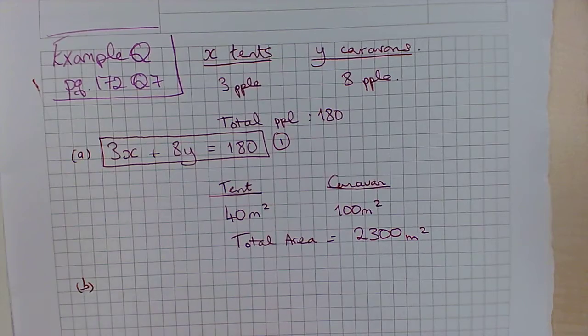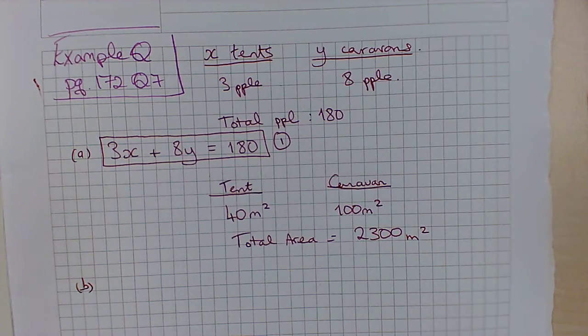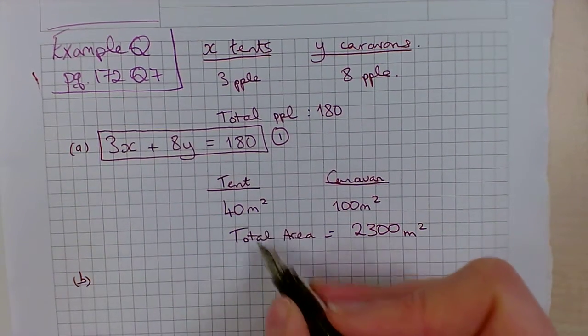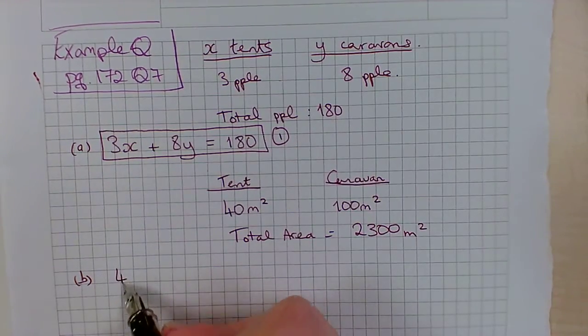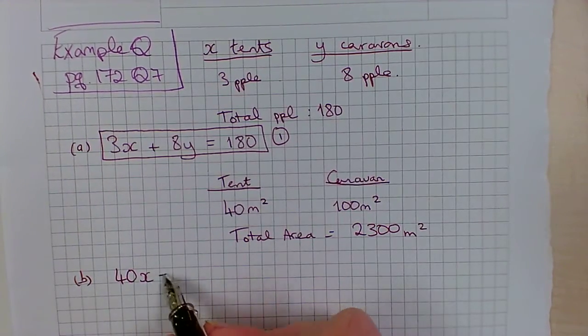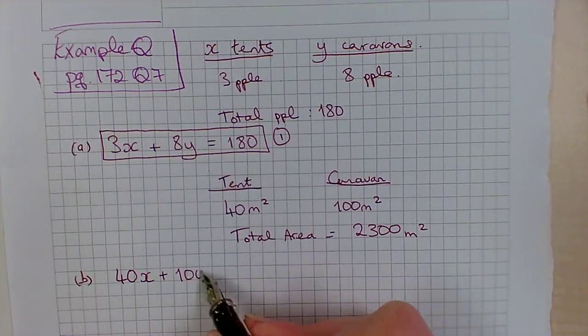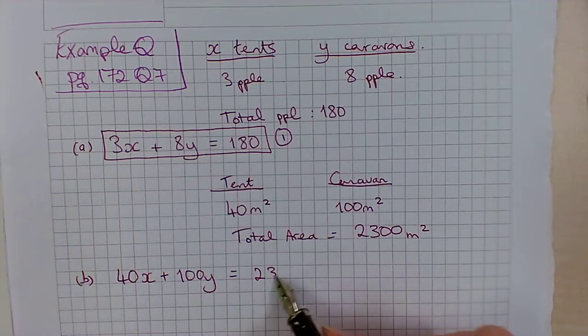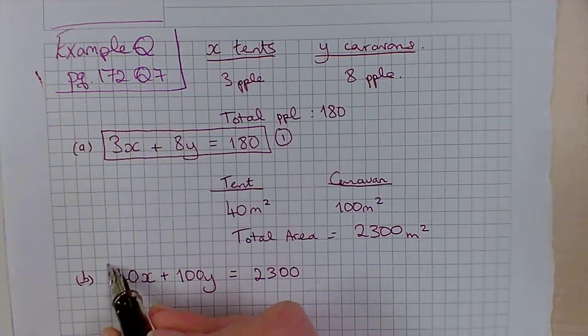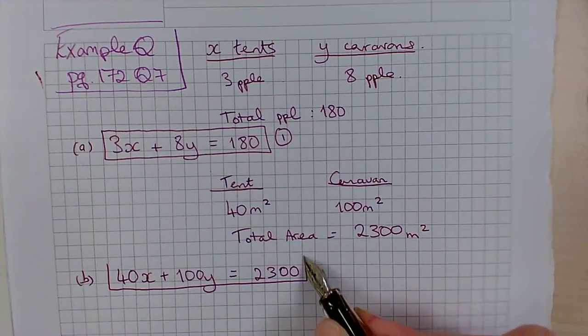And this is like a second total value question, but now the value is area instead of people. So we can say that 40 times the number of tents plus 100 times the number of caravans will give me my total area, 2,300. And that is my second equation.